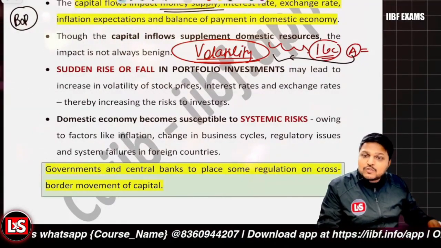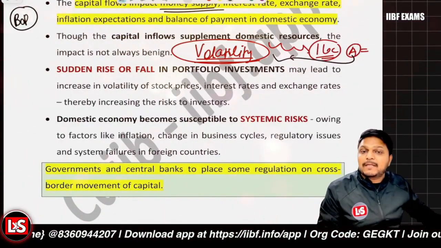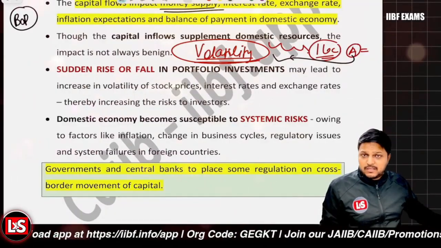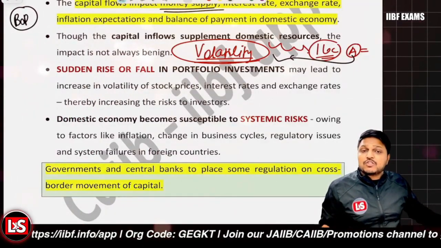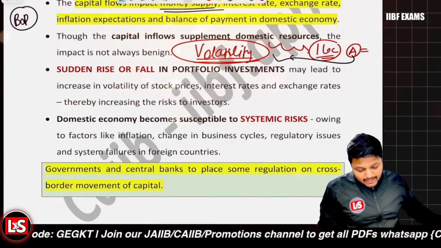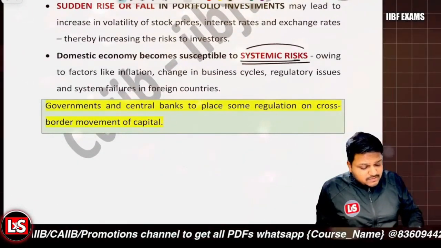And the interest rate will also become volatile. The exchange rates are going to fluctuate very sharply. That's going to increase the investment risk. The financial fluctuations will increase, and the uncertainty will increase, right? And also it's related to systemic risk. Now what is systemic risk?